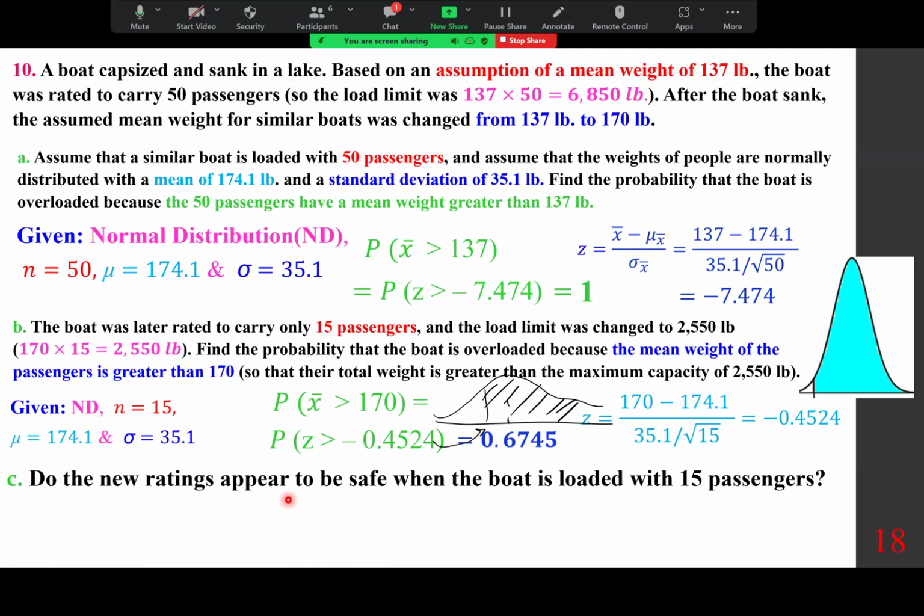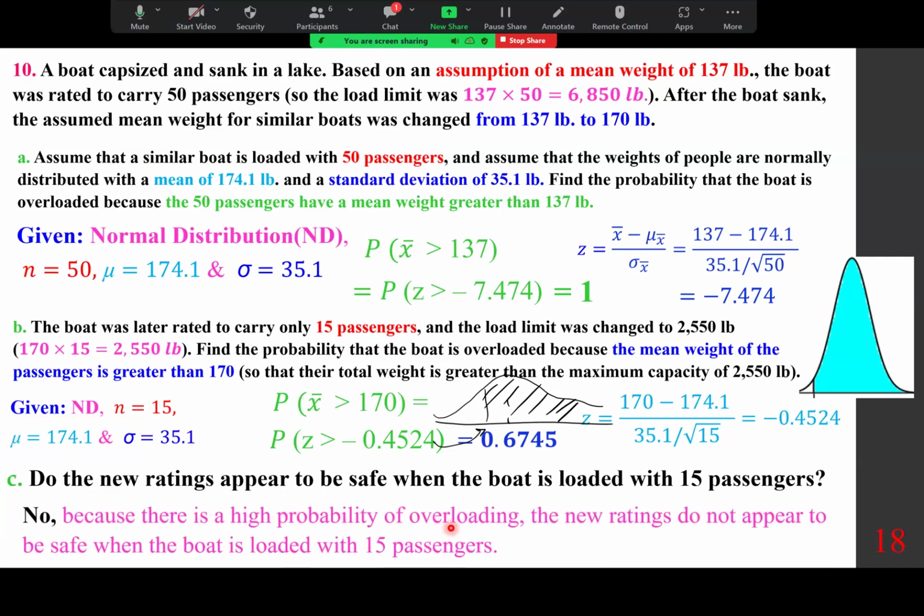Do the new ratings appear to be safe when the boat is loaded with 15 passengers? No, because there's a high probability of overload. This is very high. The new rating does not appear to be safe when the boat is loaded with 15 passengers. The probability is 67.45% that it is overloaded. So that's not a good rating.